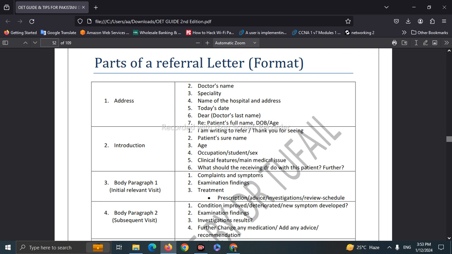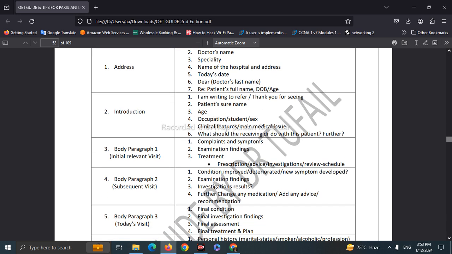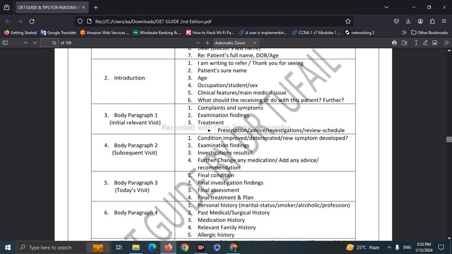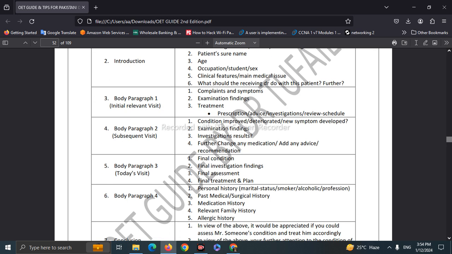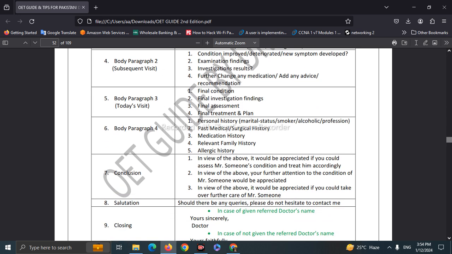The first body paragraph is about the examination, findings, treatment, and complaints. It is about the patient's initial visit. The second is about the subsequent visit, the third is about today's visit, and the fourth is about the conclusion.